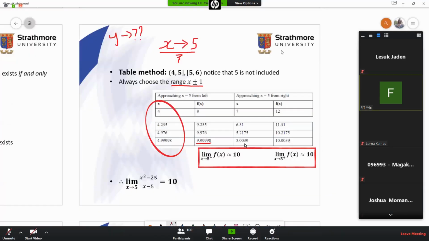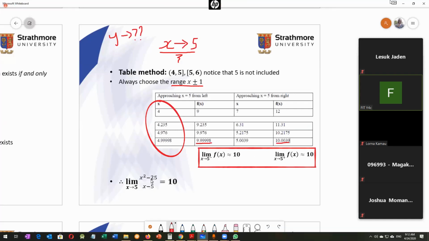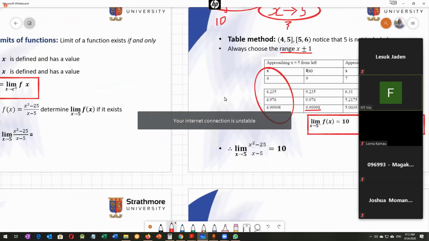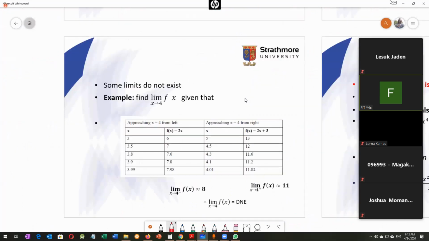Then we see that when x is approaching 5, the function is approaching the value 10. So we say the limit of this function is 10. How do we interpret that? As x is getting closer to number 5, y is getting closer to 10. What does the dependent variable tend towards?